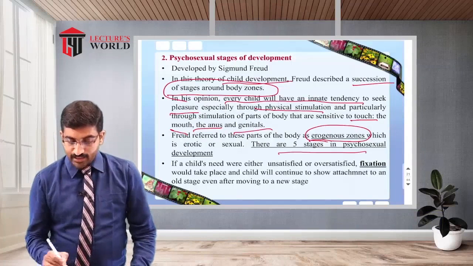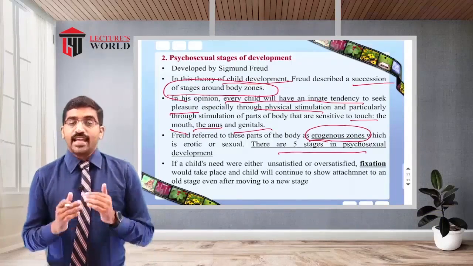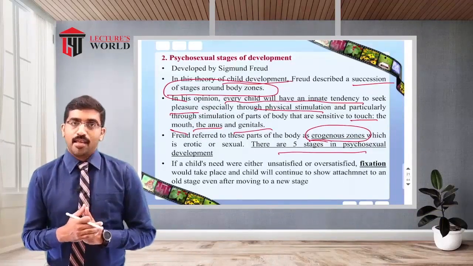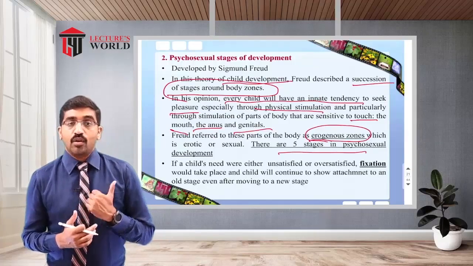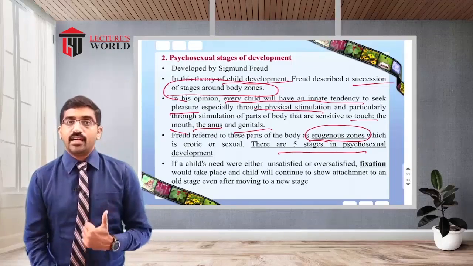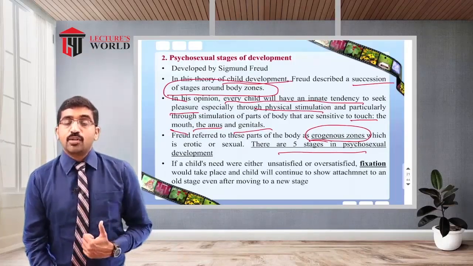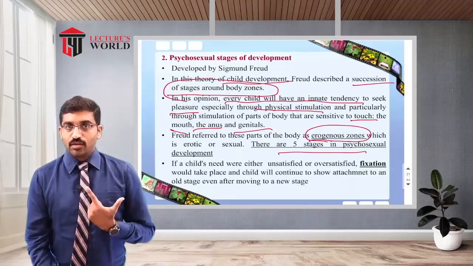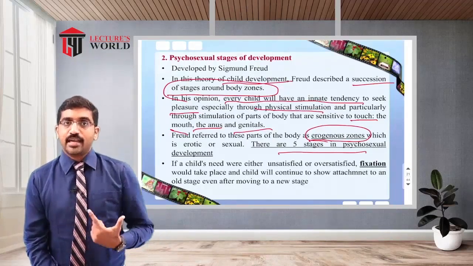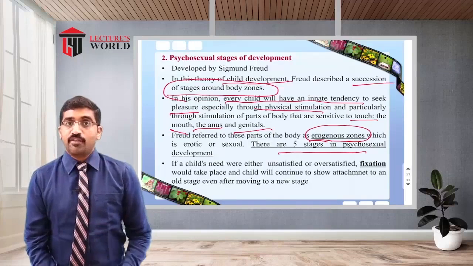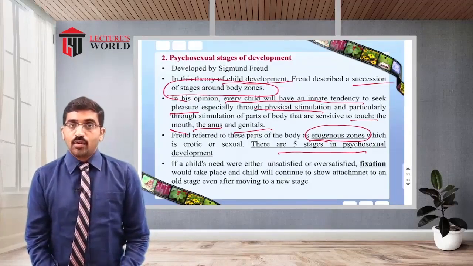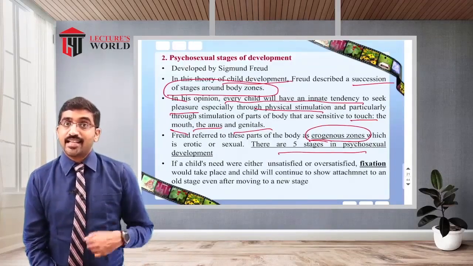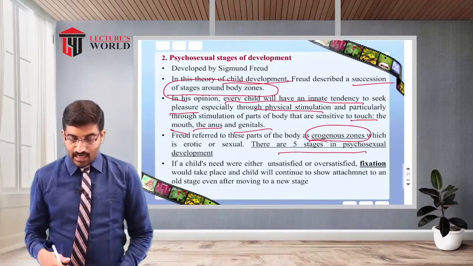There are 5 stages, I already told you. So every age group has to follow the same thing. If I am a 1-year-old child, I should complete my 1-year-old development. As soon as I complete my 1 year of age, I will go to the second year, and then I will start another development. But with some children, what will happen?